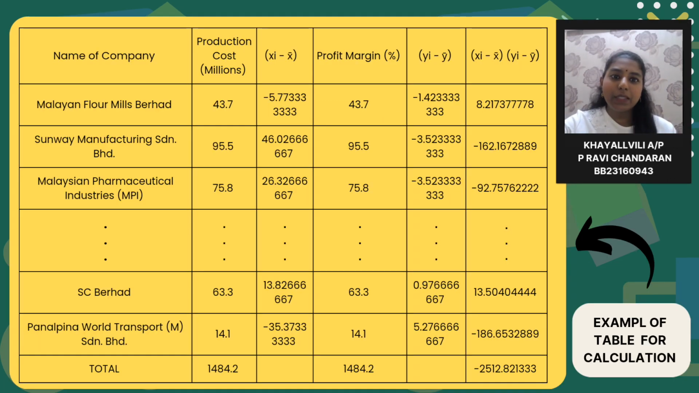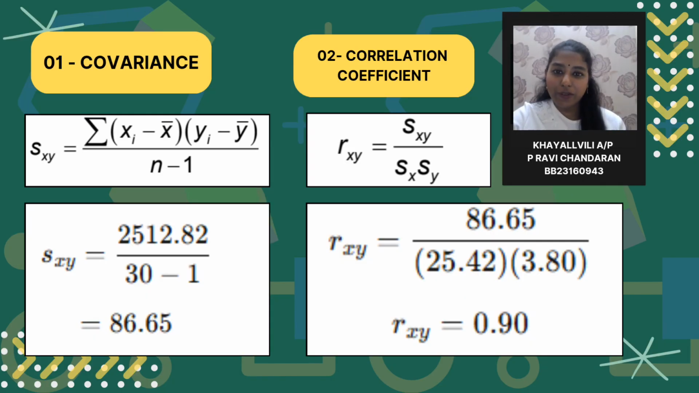This is the example table of calculation before finding the covariance and correlation coefficient. To find xi minus x bar, production cost minus the mean of production cost. To find yi minus y bar, profit margin minus the mean of profit margin. Then multiply the answers, which is xi minus x bar multiplied by yi minus y bar. Then you will get the answer. Let's find the covariance and correlation coefficient.